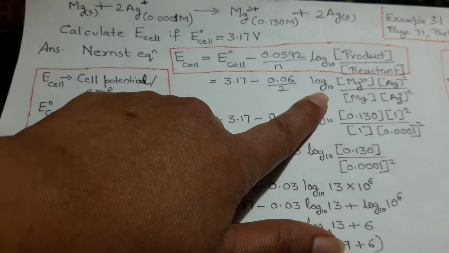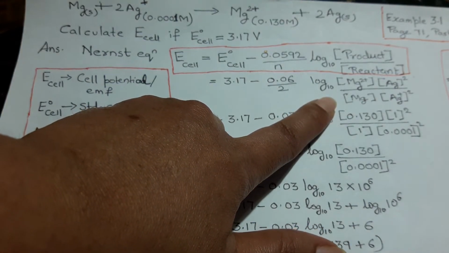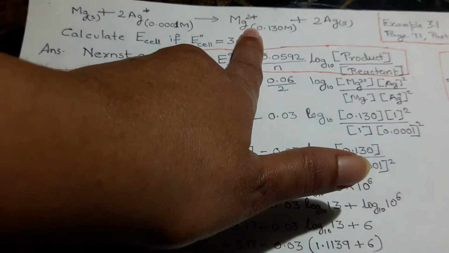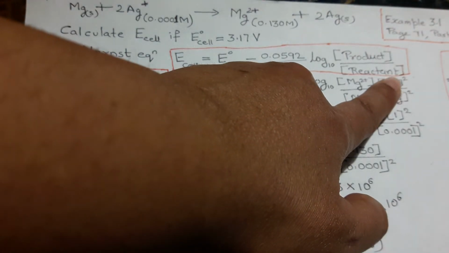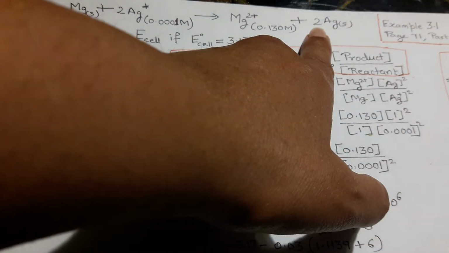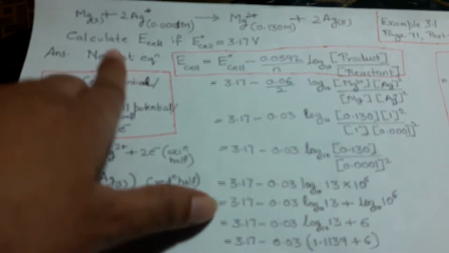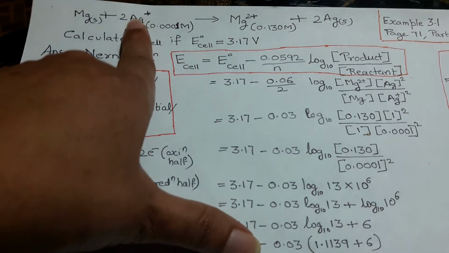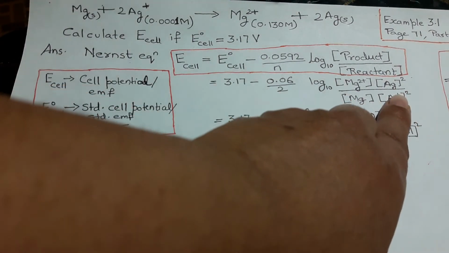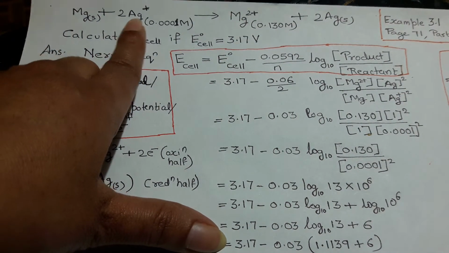Now let us look at the concentration of product and the concentration of reactant. Product is Mg2+, so the concentration of Mg2+ into the concentration of Ag. But for Ag we write it to the power of 2, because the coefficient 2 is given for Ag in the reaction. Similarly, for the concentration of reactant we write Mg into the concentration of Ag+, and for Ag+ also we write it raised to the power of 2, because the coefficient in the reaction is 2 for Ag+.